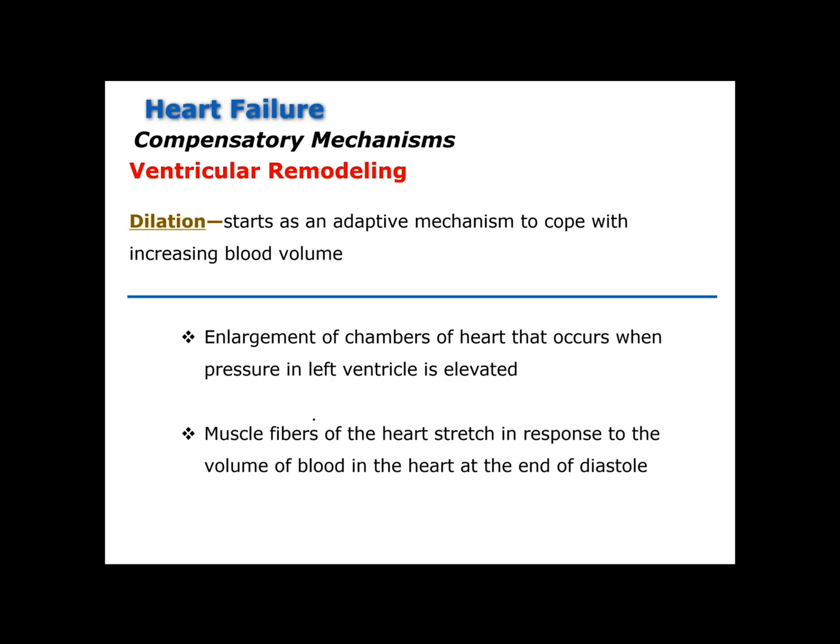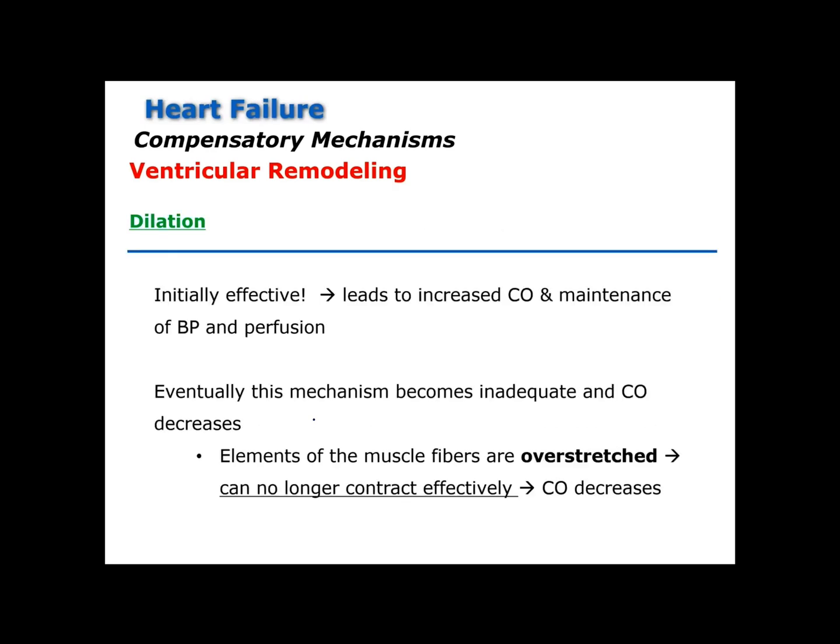Dilation starts as an adaptive mechanism to cope with increasing blood volume. It is the enlargement of the chambers of the heart that occurs when pressure in the left ventricle is elevated. The muscle fibers of the heart stretch in response to the volume of blood in the heart at the end of diastole. Remember, we talked about the other way the heart can go is either increase the muscle mass or dilate out to stretch like a balloon. Initially, it's effective, right? Because it increases the cardiac output and maintains blood pressure and perfusion. Like when you first blow up a balloon, it stretches out and it squeezes back in.